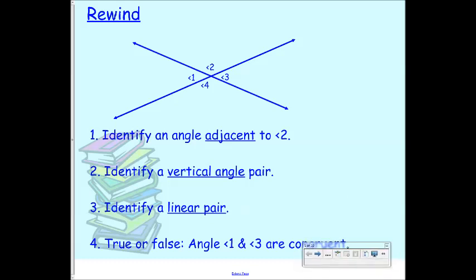Remind me what adjacent means. Right next to, right? So what are my options for adjacent to 2? 1 or 3. Either one of those would have been a fine answer because they're both adjacent to 2.